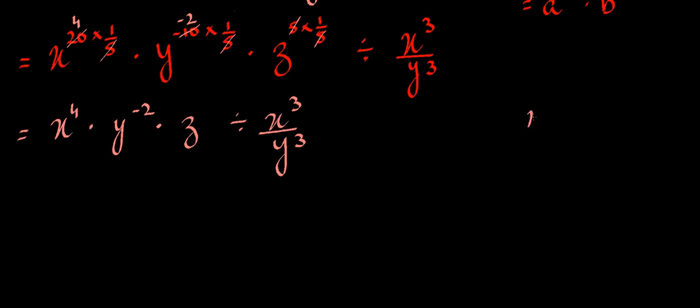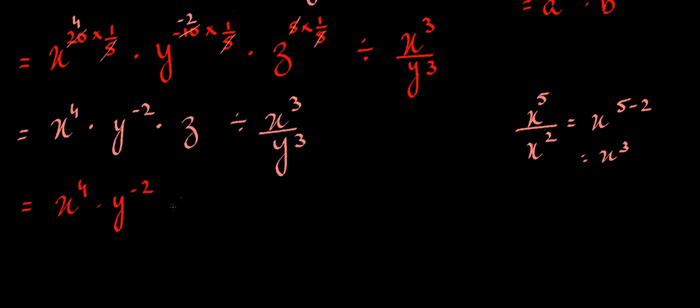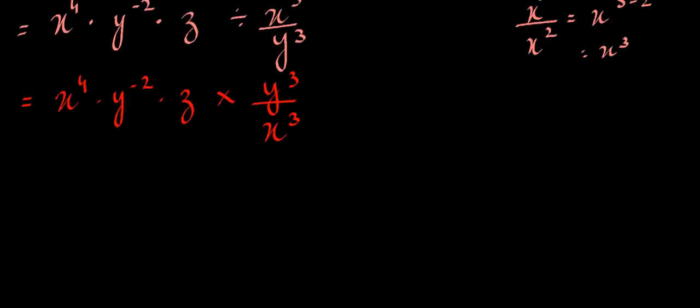Let me just show you over here. For instance, if I have x raised to 5 divided by x raised to 2, I will have x raised to 5 minus 2, that's equal to x raised to 3. Similarly, over here we will have x raised to 4 into y raised to minus 2 into z. When we have a fraction division, we first convert it to multiplication. The reciprocal becomes y raised to 3 and x raised to 3. Now we will apply this law which we have just recapped.